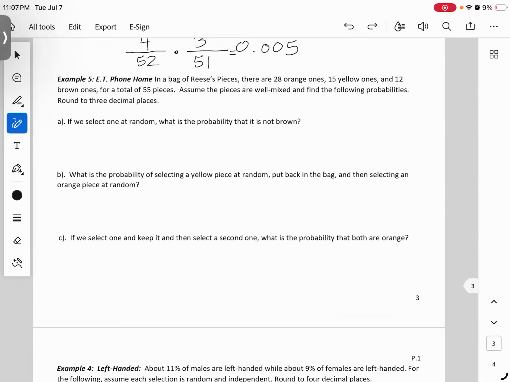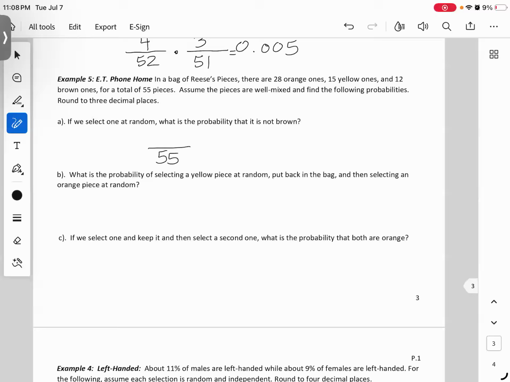Now let's try another example where two pieces are being selected. This is about candies, Reese's Pieces, and they tell you that in a bag of Reese's, there's 28 that are orange, 15 yellow, and 12 that are brown, and there's 55 total pieces. And then now they're just going to give us a few different questions about probability. First of all, if you reach into all 55 of the pieces when they're all there, what's the probability that it's not brown?